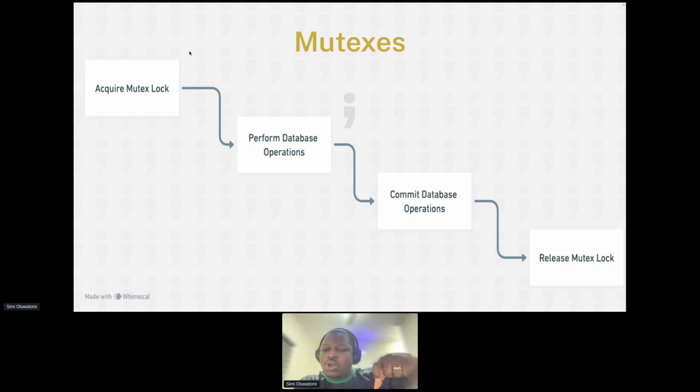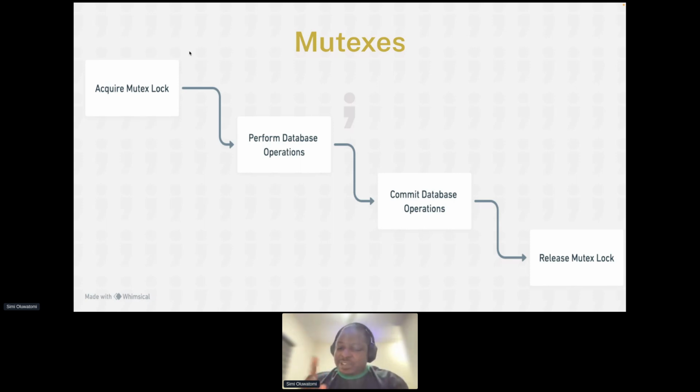So you acquire the mutex that performs like a lock. So instead of doing like your shared lock or your exclusive lock, you are not doing those. You are only acquiring a mutex lock that is outside your database. You perform the database operations, you commit those database operations, then you release that mutex lock.